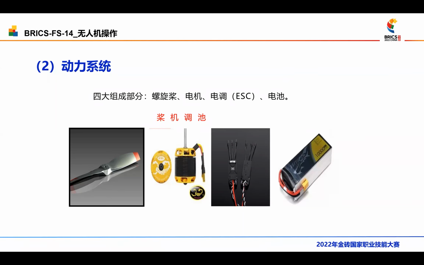And the motor KV value refers to the increase in idling speed of a brushless motor when the input voltage increases by 1 volt. For example, KV 330.